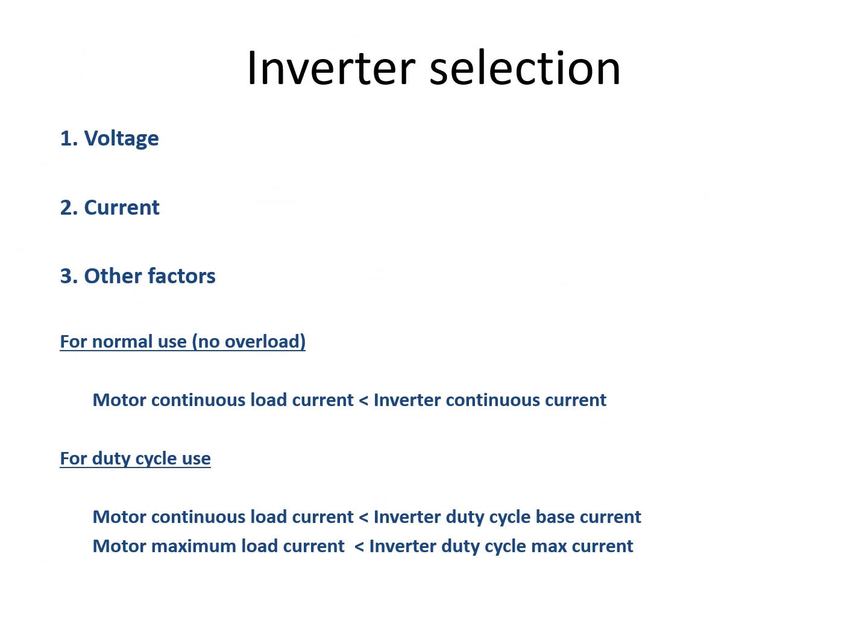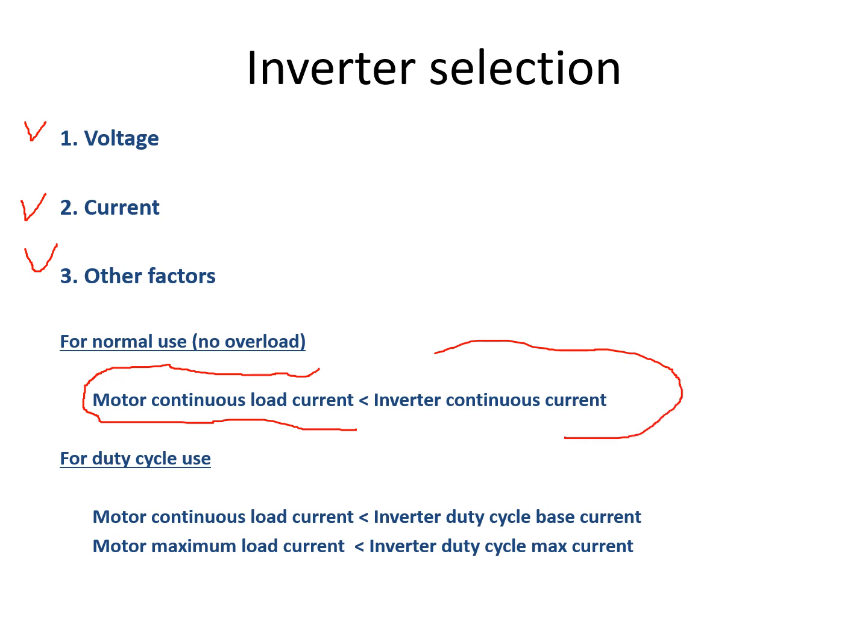Now let's take a look at the inverter selection. So the criteria here are voltage, rated voltage of the inverter, like 400 volts or 690, or something lower or higher than that. Then current, the current the inverter is able to deliver to the motor, as well as other factors like overloads, for example. So the main rule is the motor continuous current should be lower than inverter continuous current. So inverter should be able to deliver higher current than what the motor needs.